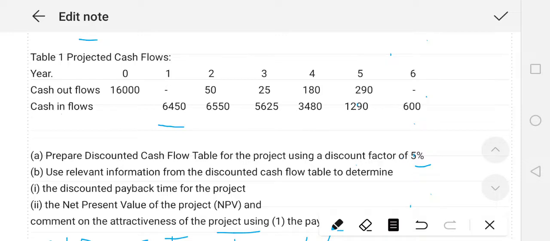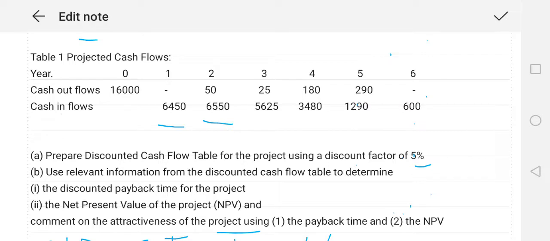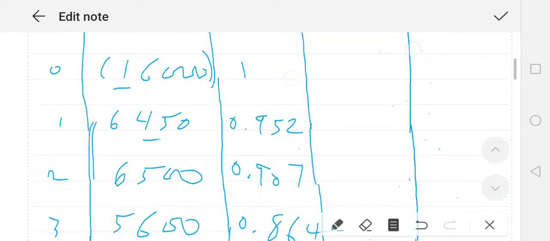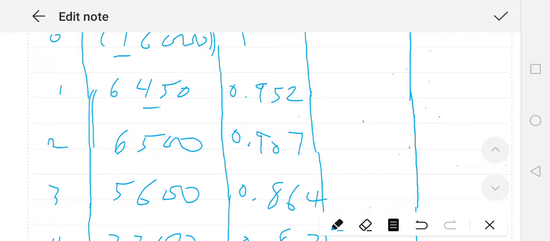All right, so we go to year 2, we have an outflow of 50 and an inflow of 6,550. So the net, you are going to pay 50, and at the end of the day you receive 6,550 minus the 50. That will give us 6,500. So we come to the table, and for year 2 we have 6,500 here.